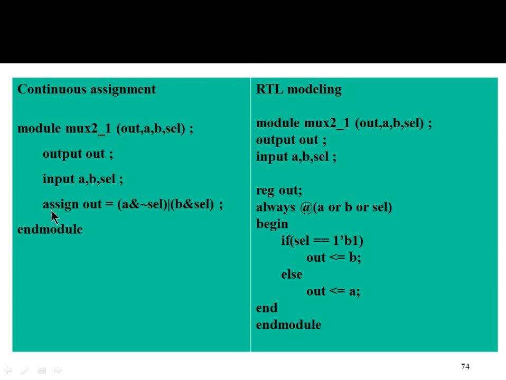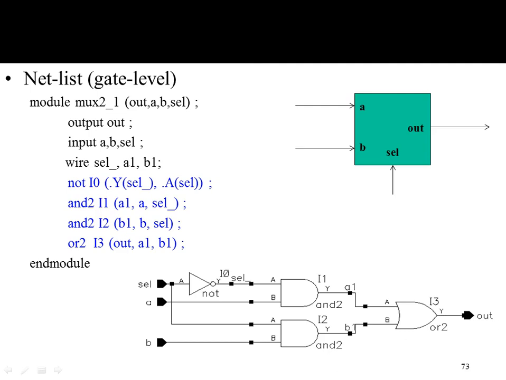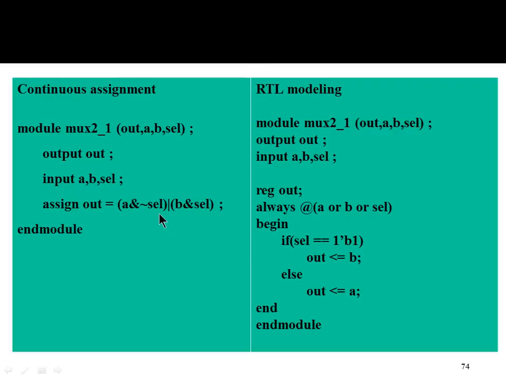Assign. Now this is a continuous assignment outside the always block. Assign out is equal to A and not select, or with B and select. So out is equal to A ANDed with not of select, B ANDed with select, and then you logically OR and you'll get the output. This equation can be implemented using a continuous assign statement, which will again give me a 2:1 multiplexer.